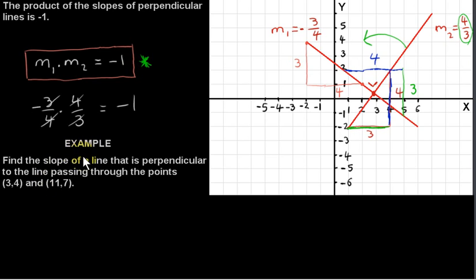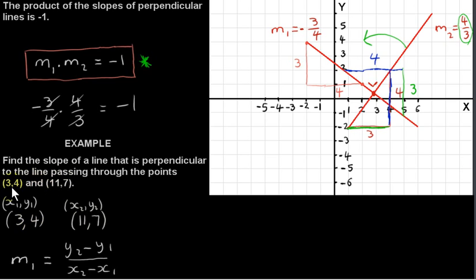Let's finish with a quick example. Find the slope of a line that is perpendicular to the line passing through the points 3, 4 and 11, 7. Now you could use a diagram to help you do this question. I'll just use the formula for the slope of a line. Now we start by getting the slope of the line joining the points 3, 4 and 11, 7. So I will call that slope M1.